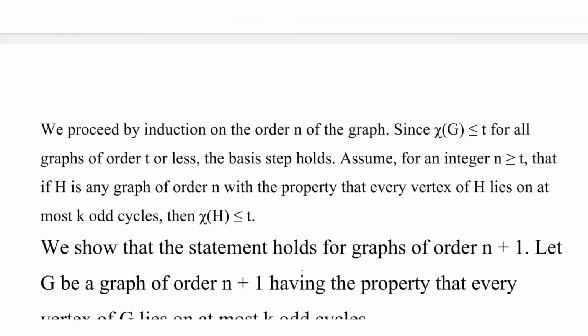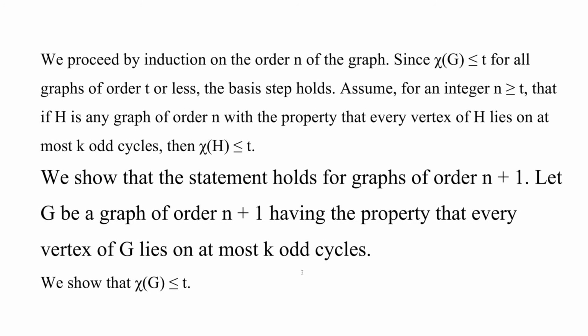We proceed to prove by induction on the order n of the graph. Since chi of G is less than or equal to T for all graphs of order T or less, the basis step holds. Assume for an integer n greater than or equal to T, that is, if H is any graph of order n with the property that every vertex of H lies on at most k odd cycles, then chi of H is less than or equal to T. We show that this statement holds for graphs of order n plus 1.